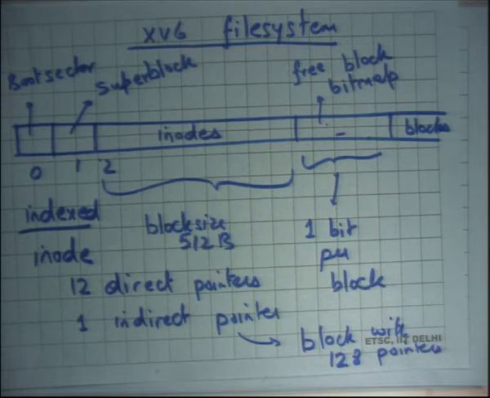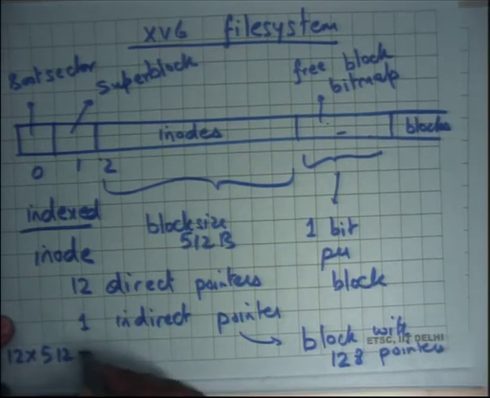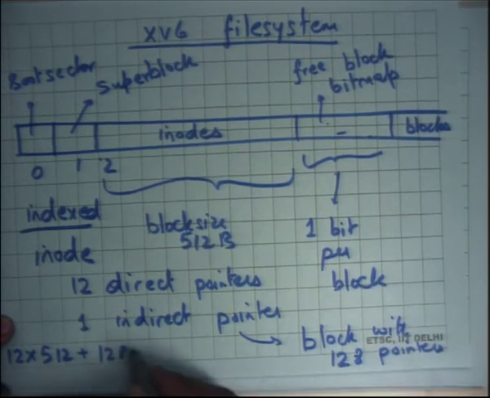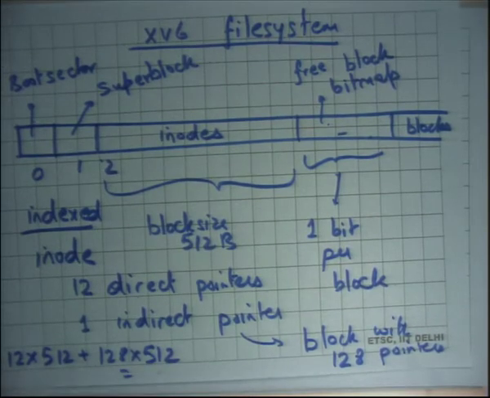So you can calculate what's the maximum size of a file that you can have. You can have 12 times 512 bytes plus 128 times 512. That's the maximum size of a file you can have, roughly 64 kilobytes.